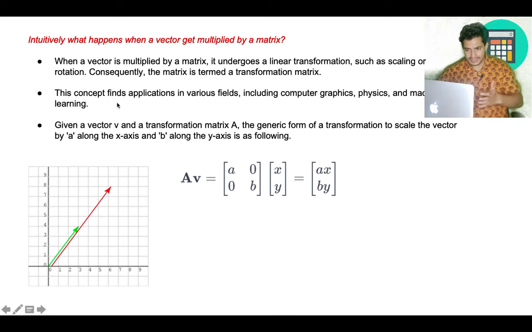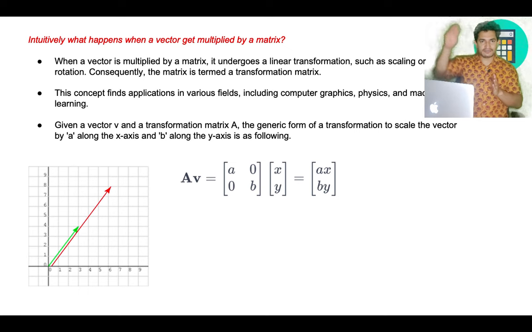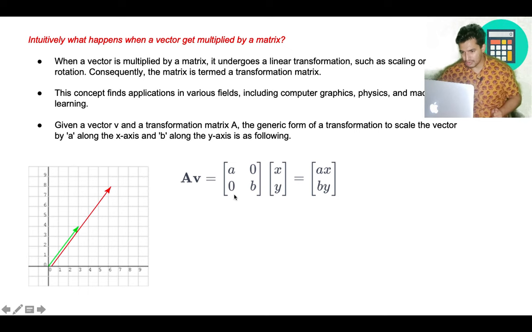This concept of vector transformation through the transformation matrix is very helpful in various fields, including computer graphics, physics and machine learning. Given a vector V and a transformation matrix A, the generic form of transformation to scale the vector by a along the x-axis and b along the y-axis is as follows. So we are saying if the vector is (x, y) and we want to just scale it by a times in the x-axis and b times in the y-axis, then this is the transformation matrix, which should only have the diagonal elements as non-zero and all other elements zero. So a into x, that is ax, and 0 into x plus b into y, that is by. So if you just want to scale the vector by a times in the x-axis and b times in the y-axis, then this should be the transformation matrix.